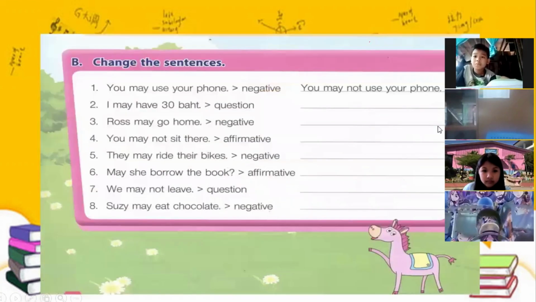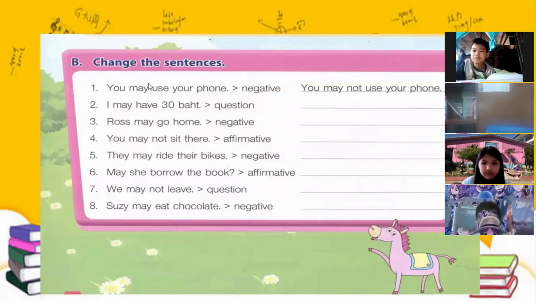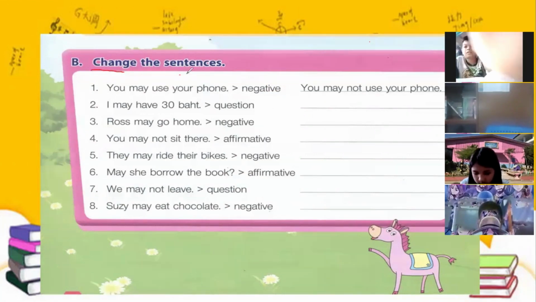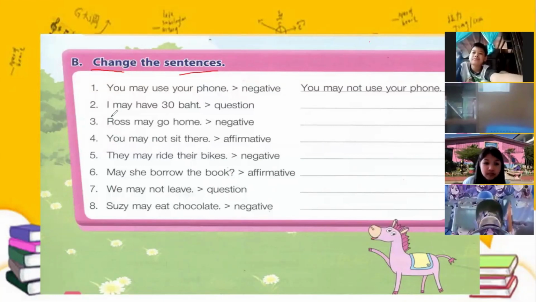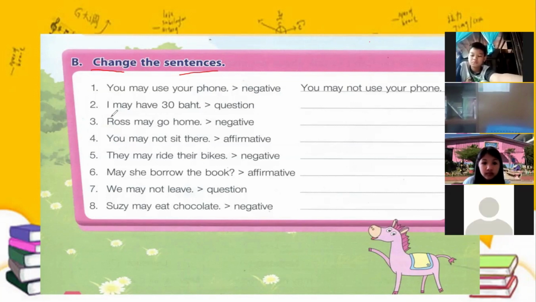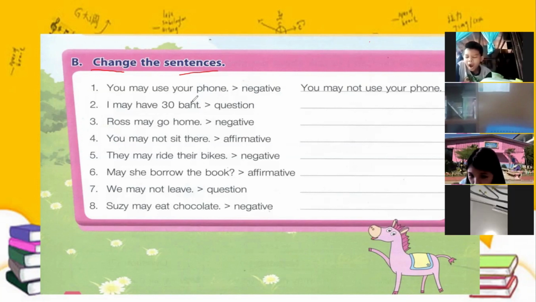All right, now let's have a little bit more practice. So here we have some sentences. What we have to do is change the sentence, okay? Some sentences are given to us in positive, affirmative, and we have to change them to question or negative. Or some sentences are given to us as negative sentences, so we have to change them to affirmative or question sentences.